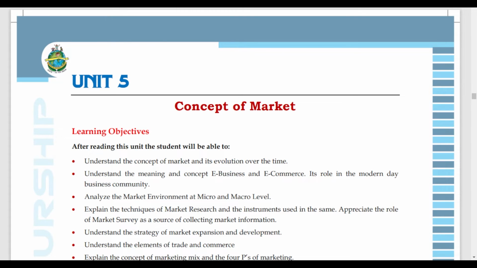Unit 5, Concept of Market. Learning Objectives. After reading this unit, the student will be able to understand the concept of market and its evolution over the time. Understand the meaning and concept, e-business and e-commerce, its role in the modern day business community.